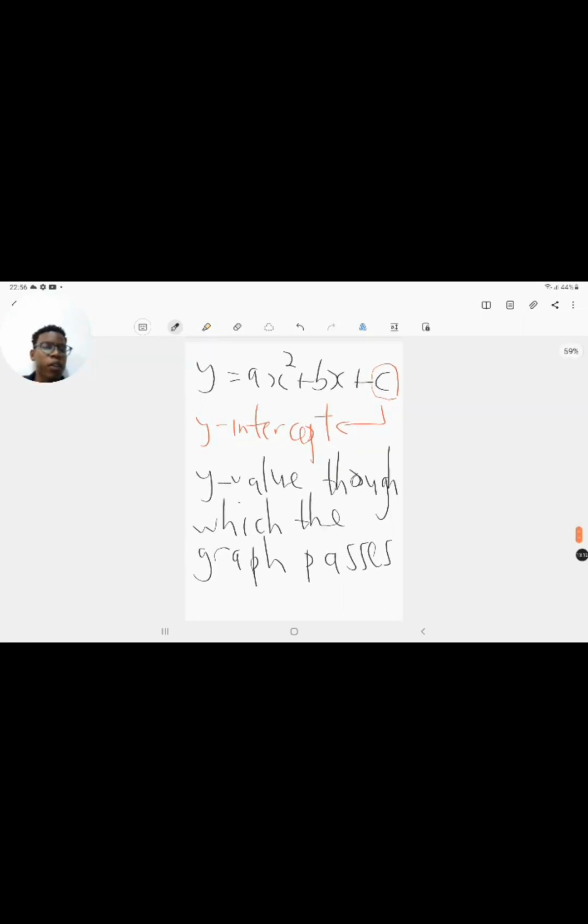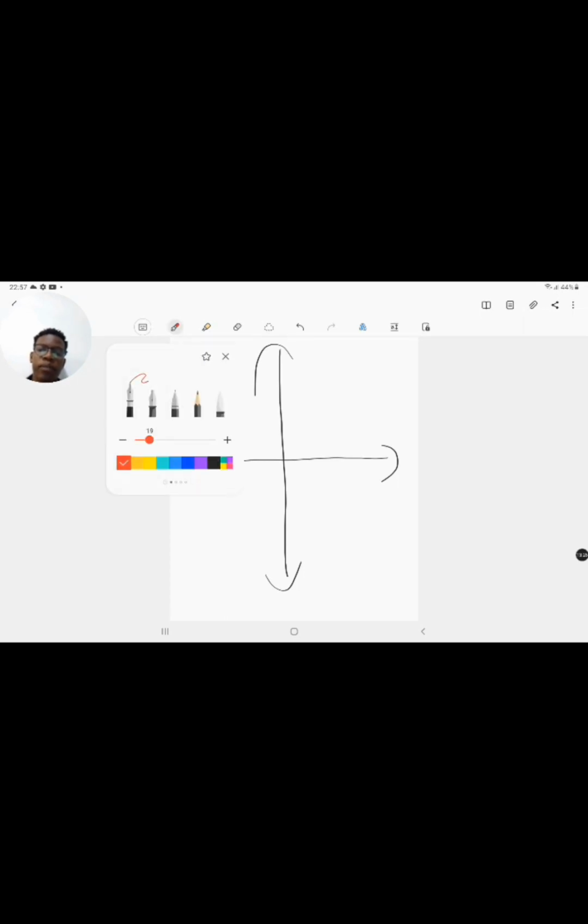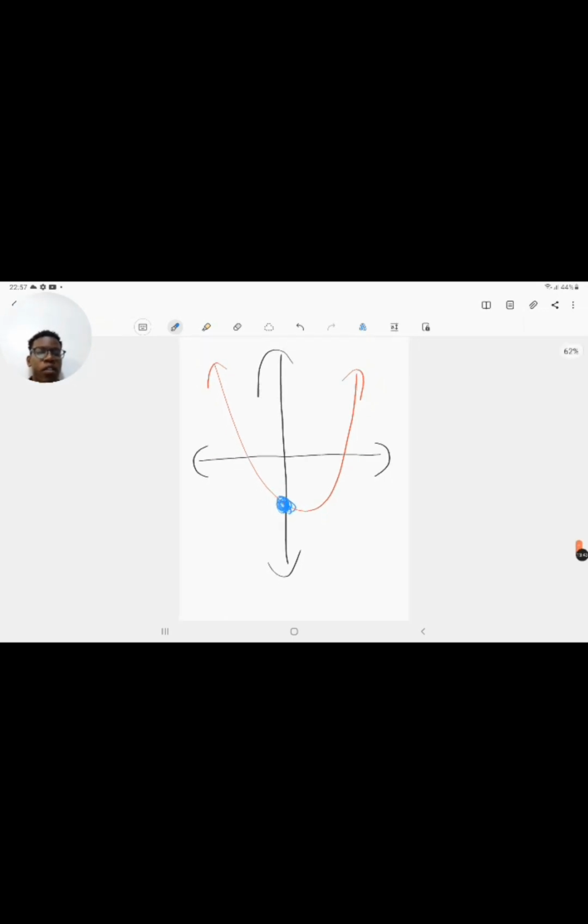So I'm going to explain that graphically. If you've got your Cartesian plane like that, and you've got some parabola, there's your parabola there. Now, your y-intercept would be the value of y at that point, right? The value of y through which the graph passes on your y-intercept.